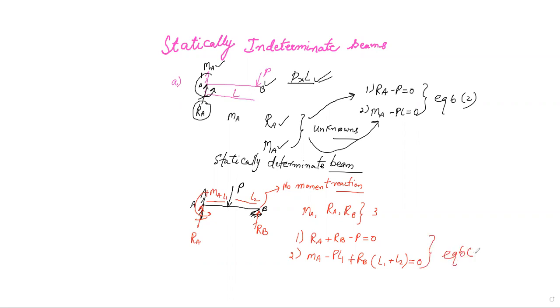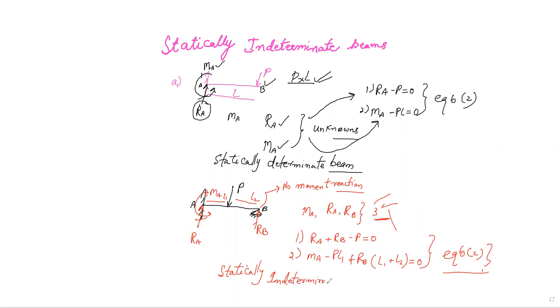So we have two equilibrium equations, but we have three unknowns. In order to find the values of three unknowns, we should have three equations. But how many equations do we have in hand? We just have two equations. Such a case of the beam is known as a statically indeterminate beam. There is statical indeterminacy in this beam.